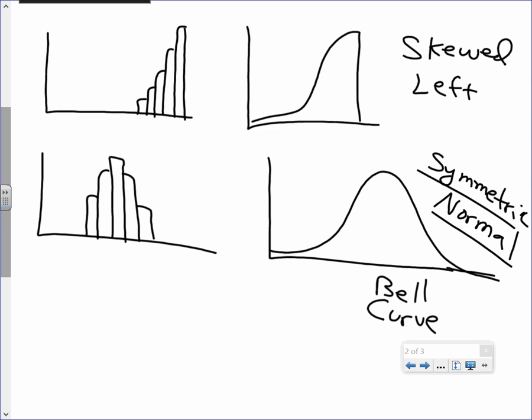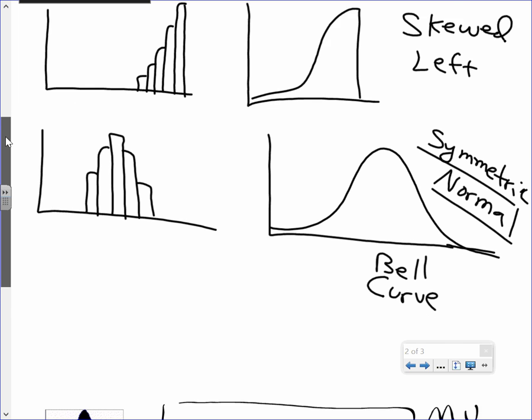Fireworks go off when you have data that looks like this. That's what we're going to delve into right now, just to start off with for today, and we're going to continue tomorrow. When you have a bell-shaped curve, or another way to say it, a normal curve, or another way to say it, a symmetrical curve, here's the fireworks now. And we'll end our notes with this.